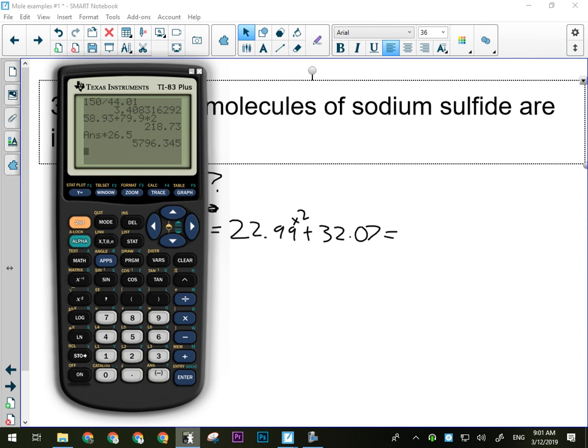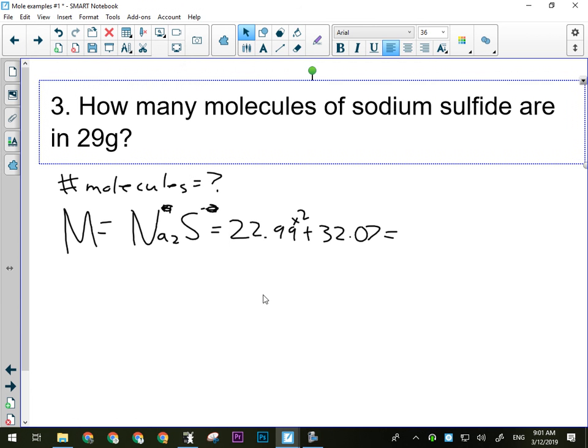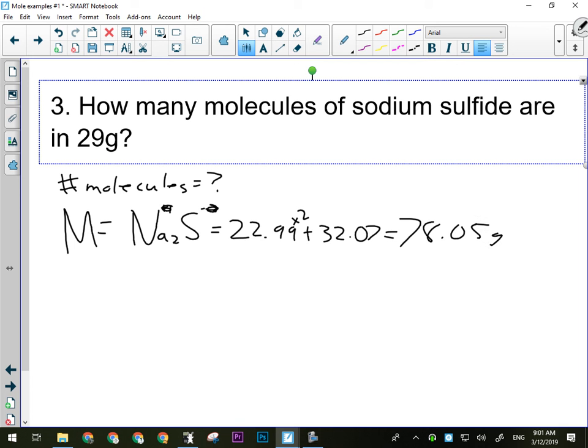So 22.99 times 2 plus 32.07. All right, 78.05 grams per mole. All right, so I've got that, and I have the mass as well, 29 grams.